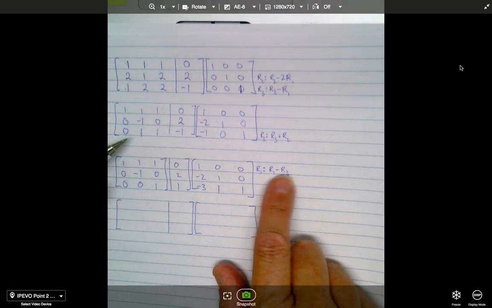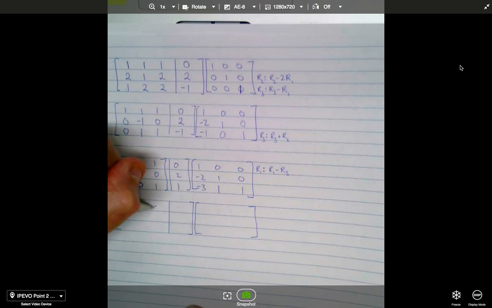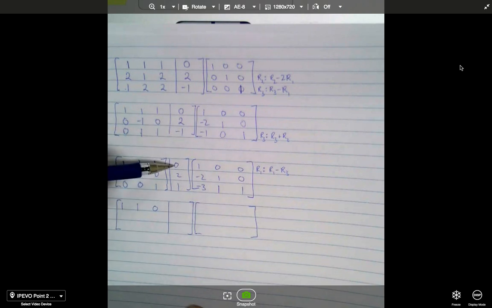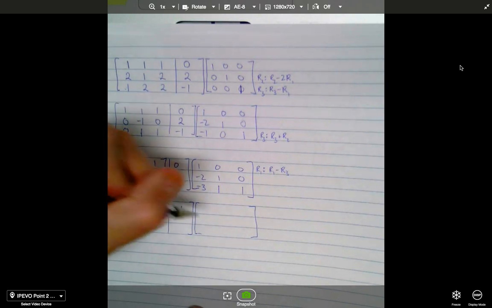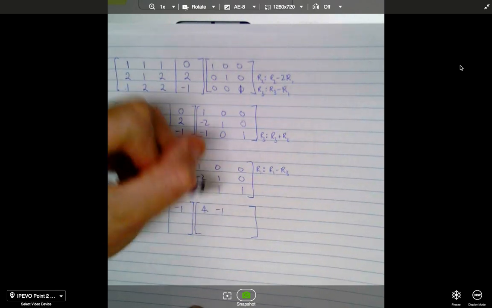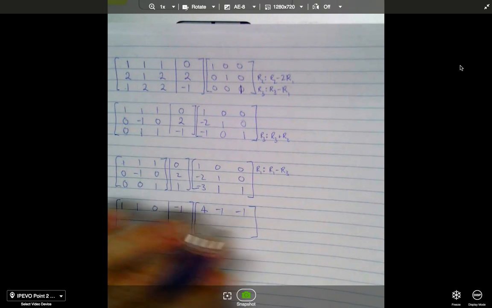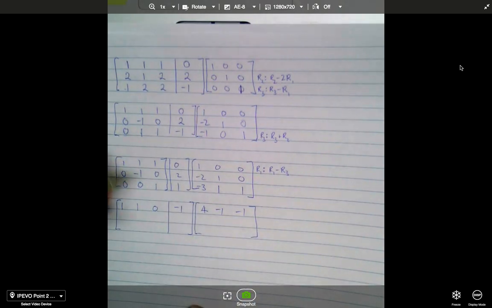R1 becomes R1 minus R3. 1 minus 0 is 1. 1 minus 0 is 1. This is why we're doing it. 1 minus 1 is 0, exactly what we want. 0 minus 1 is minus 1. 1 minus minus 3 is 4. 0 minus 1 is minus 1. 0 minus 1 is minus 1. So as you can see, as we get zeros on this side, we are losing zeros on the other.